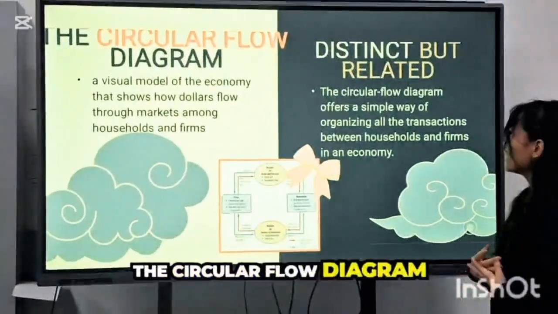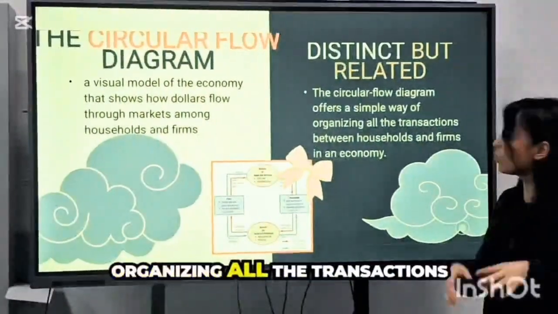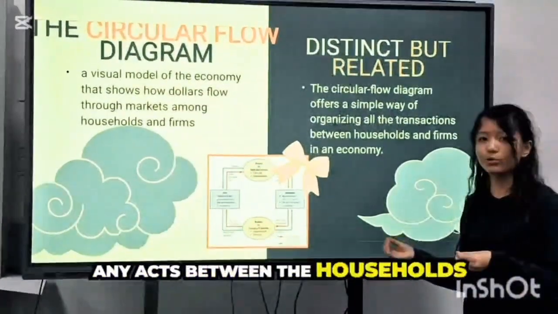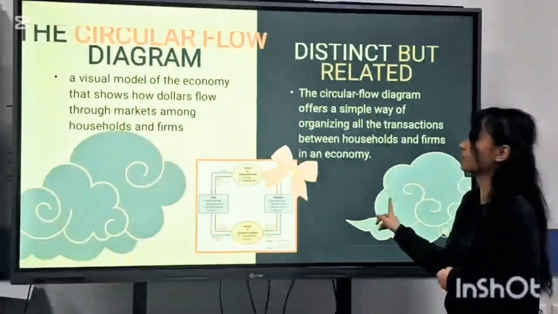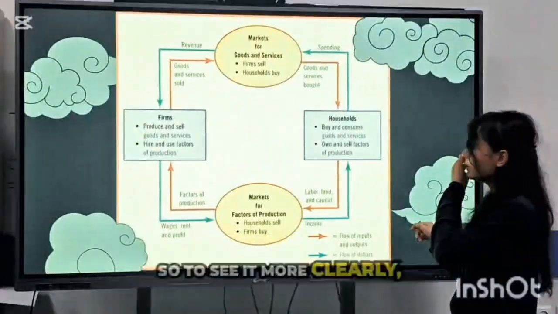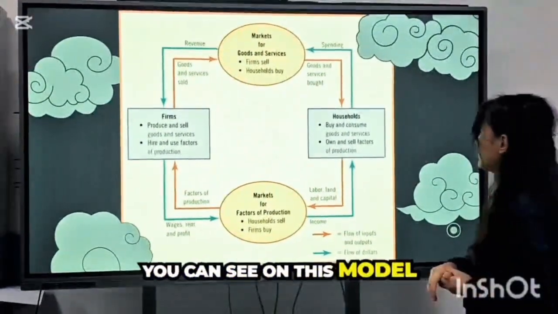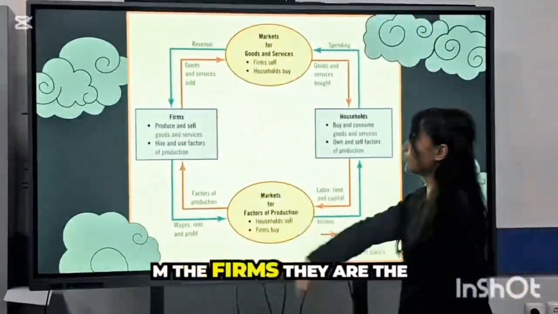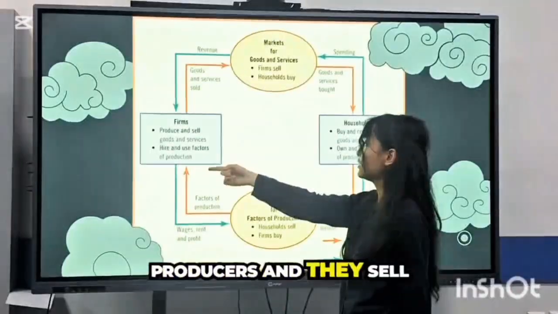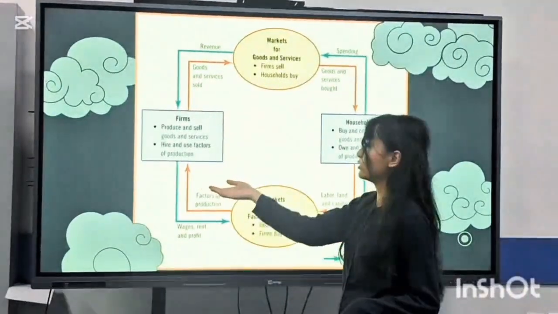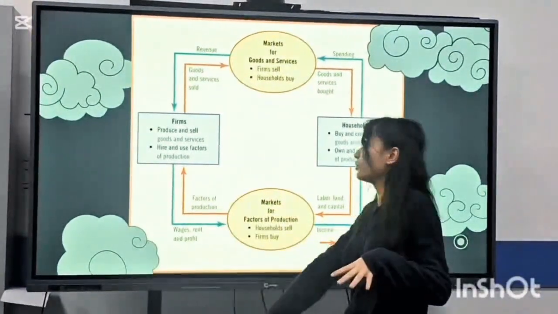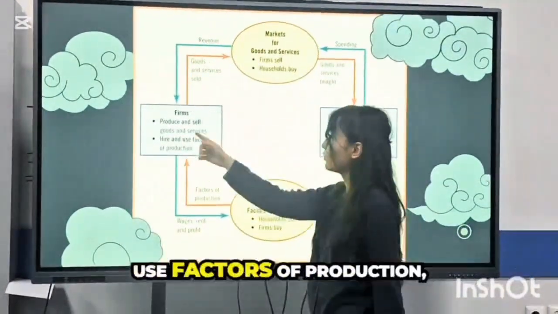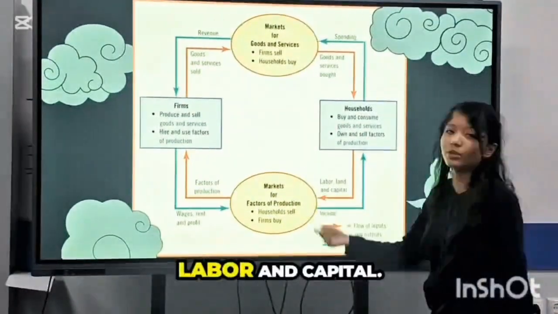The circular flow diagram offers a simple way of organizing all the transactions and any acts between the households and firms in the economy. To see it more clearly, you can see on this model two main points, the firms and the households. The firms are the producers and they sell their goods and services. They can also be in the role of buyers on the market because they hire and use factors of production, which are land, labor, and capital.